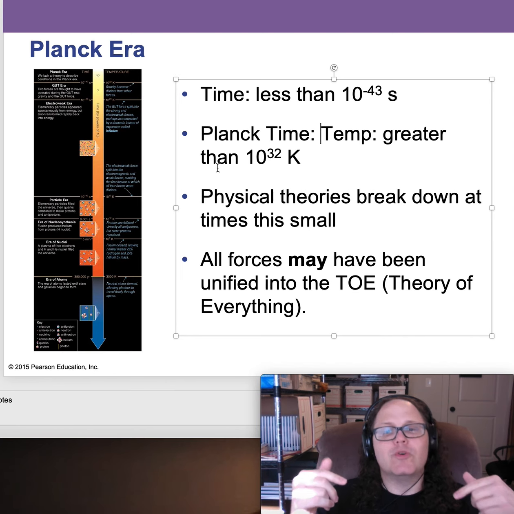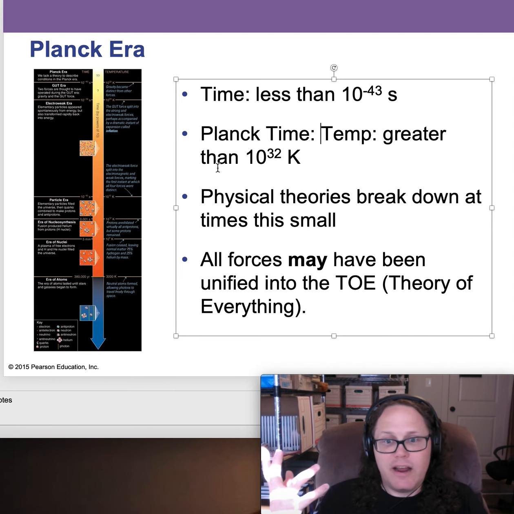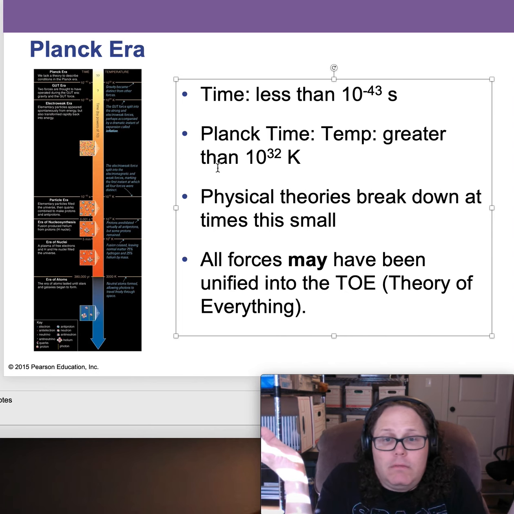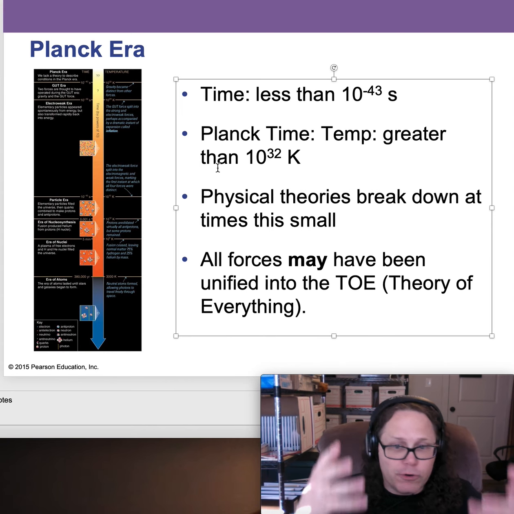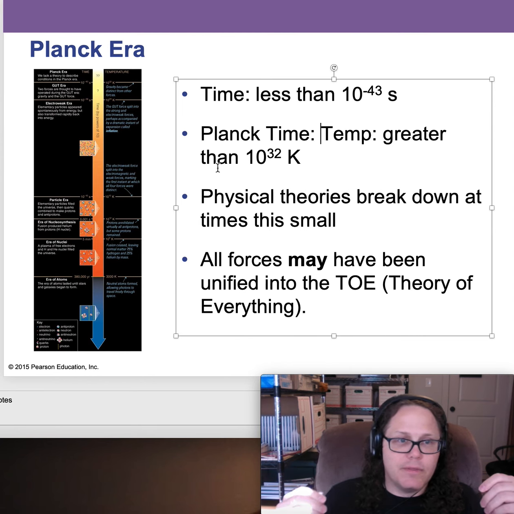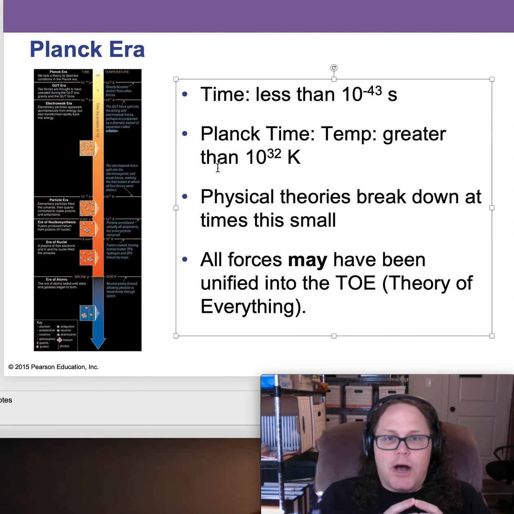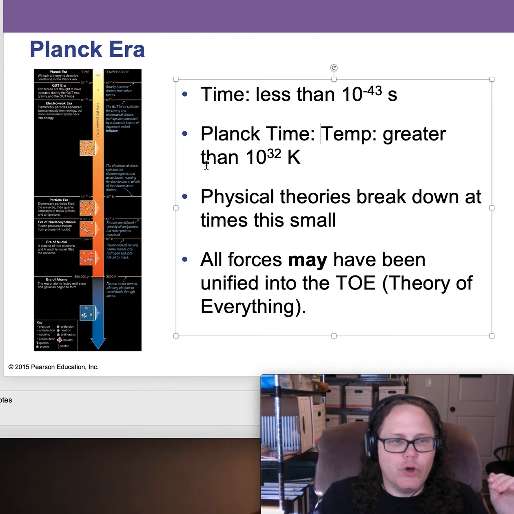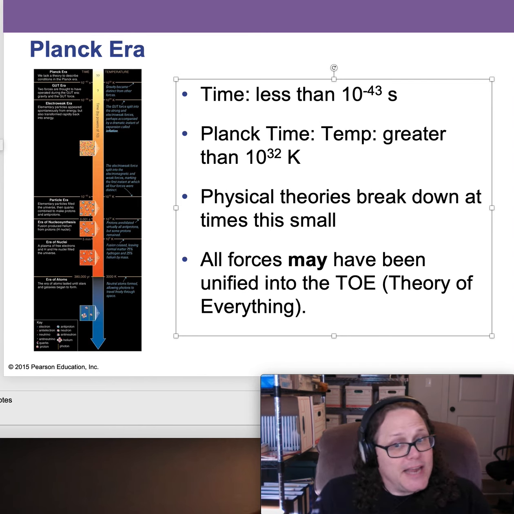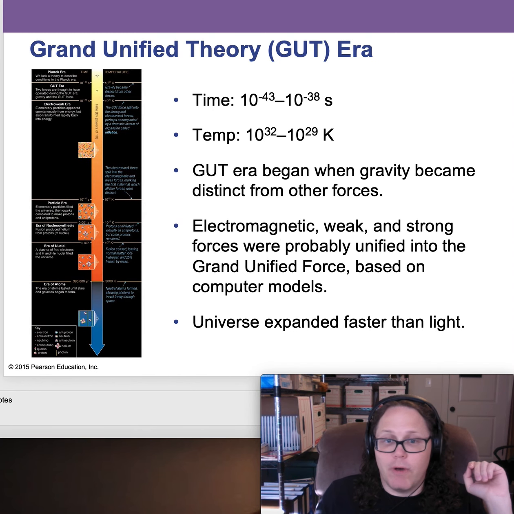So when the universe was less than a Planck time old, if indeed it ever was, we don't know. It may have been that all the forces were unified into the theory of everything, the super force. But we don't really know. So your guess is as good as mine in the Planck era. We don't even have good theory as to what the universe was doing. Well, that's uncomfortable, but also exciting. Let's move on to an era where we at least have consistent theories and computer models to guide us.